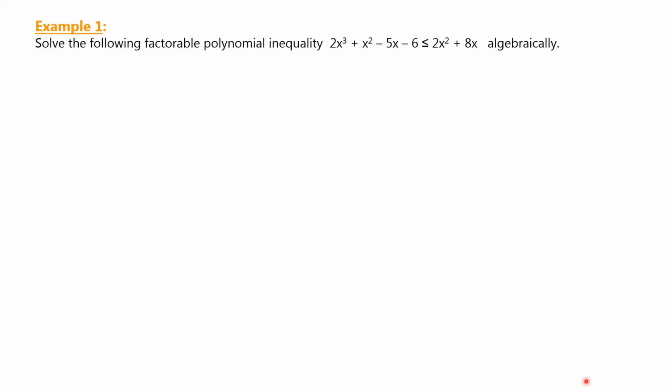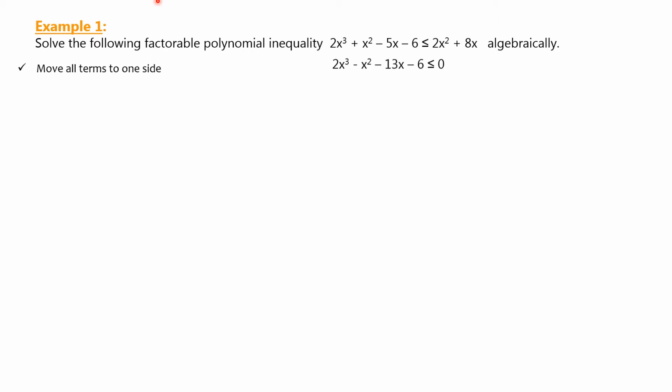Example 1. Solve the following factorable polynomial inequality algebraically. So this is new, having this inequality sign here. The question tells us it's factorable, so that's going to help. Step 1 is going to move all terms to one side. Remember we talked about which side to move it to. We usually want the leading coefficient to be positive. In this case, that would be the cubic. The leading coefficient on the cubic, I want that to be positive. I don't have to, but it does make calculations a little easier.